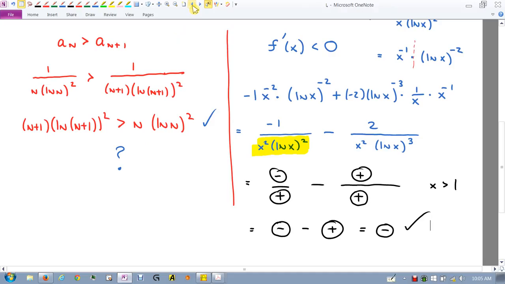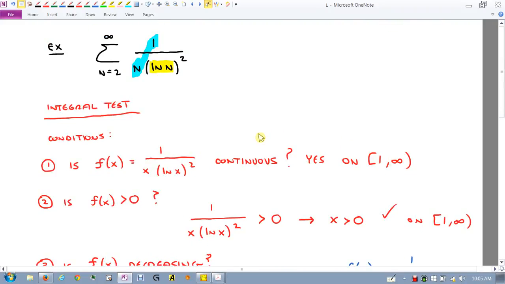Yes, okay. So that's good because we wanted this to be decreasing. It's decreasing after 1, immediately after 1. We're not going to start till 2. The sum started at 2. Why is it not 1? Natural log of 1 is 0. You get division by 0. The series wouldn't even be defined when the first thing you try to plug in.